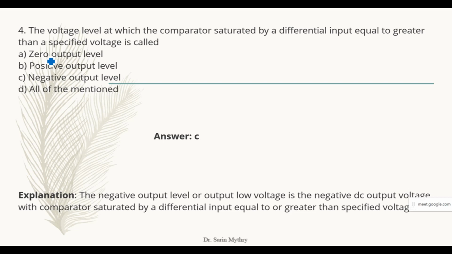Explanation. The negative output level, or the output low voltage, is the negative DC voltage drop with the comparator saturated by a differential input equal to or greater than your specified voltage. So your comparator gets saturated at a negative output level, not at the positive output level. Your comparator will always be saturated at the negative output level. So option C is the correct one among these four: zero output level, positive output level, or all of the above. Among these, the third one, C, negative output level, is correct.